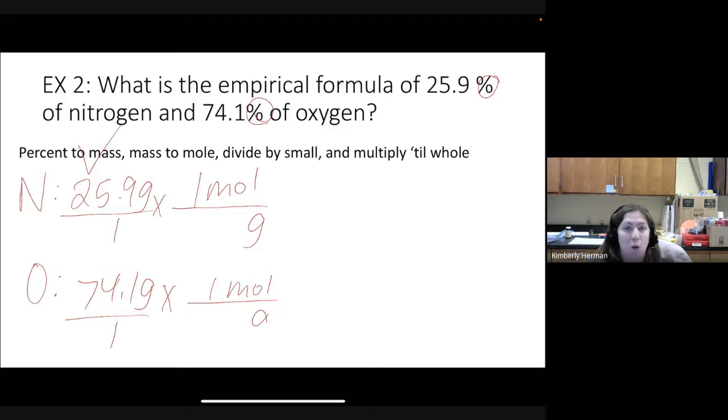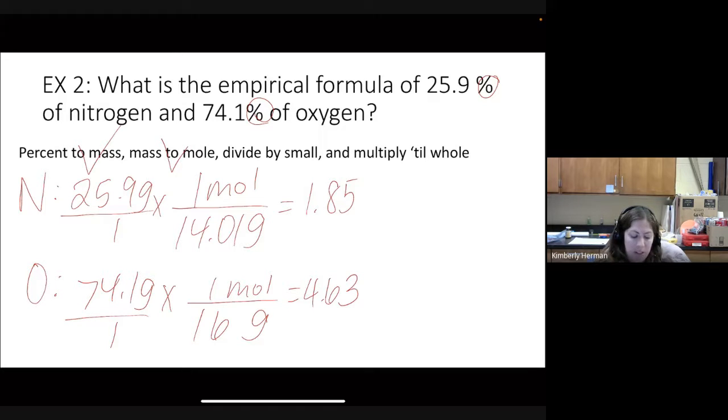Now the great thing about it, it always follows the same process. So now I'm going to use my periodic table to get 14.01 and 16. So now this is where we need our calculator out for it. Now you can use your phone calculator while you're at home, but you'll have to use a proper calculator when we take tests or quizzes. So 25.9 divided by 14.01 we'll see is 1.85. We're going to round to the sig figs of our percent. So that's 3 sig figs in 25.9. So 74.1 divided by 16, we're going to see is 4.63. So we did our step 2, mass to mole.